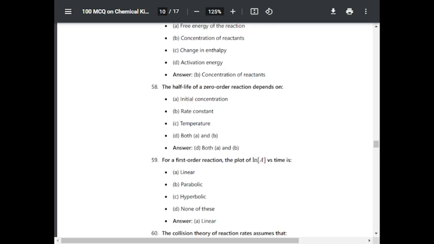Question number 58. The half-life of a zero order reaction depends on. Option A, initial concentration. Option B, rate constant. Option C, temperature. Option D, both A and B. The half-life of a zero order reaction depends on both A and B, that is initial concentration and rate constant. So option D is correct.